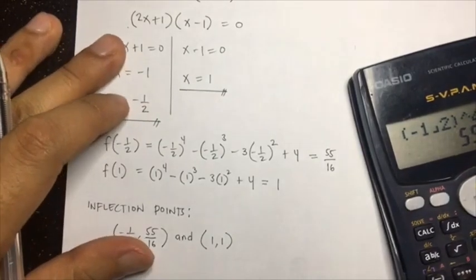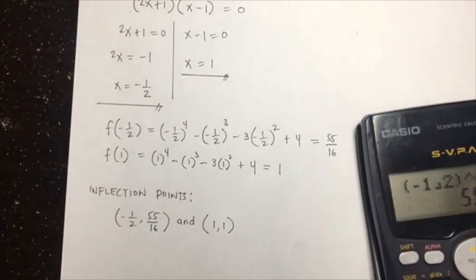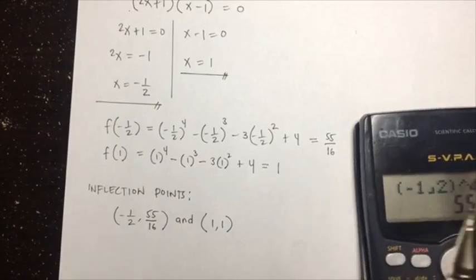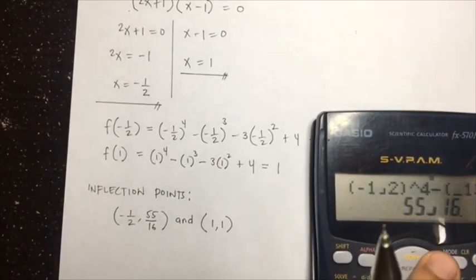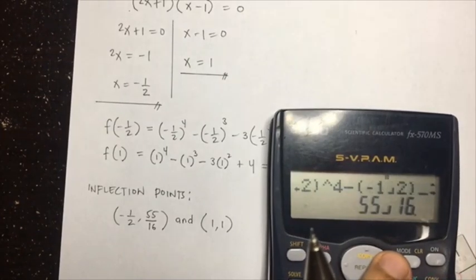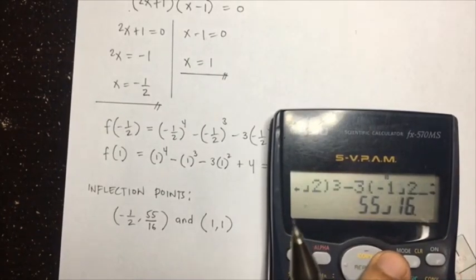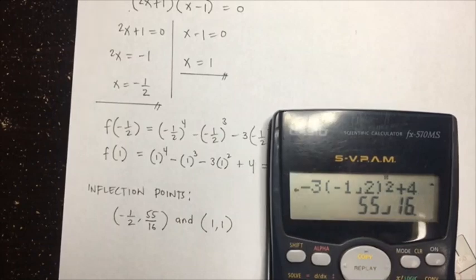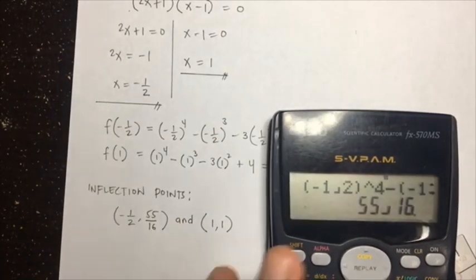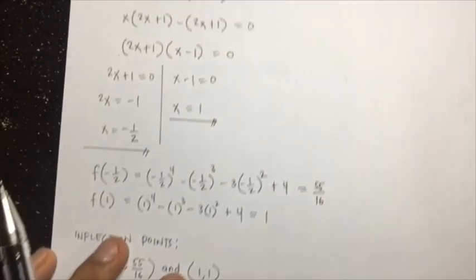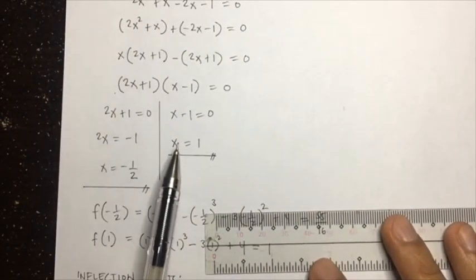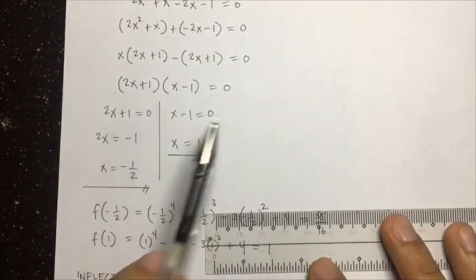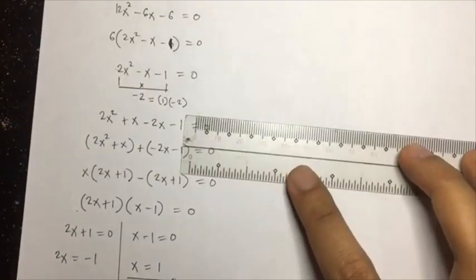Okay, so if this is correct, let me double check that again. Negative 1/2 raised to the power of 4 minus negative 1/2 cube minus 3 times negative 1/2 squared plus 4. Okay, so that's correct, I think. So next is determining the intervals for which the function is concave downwards or concave upwards.